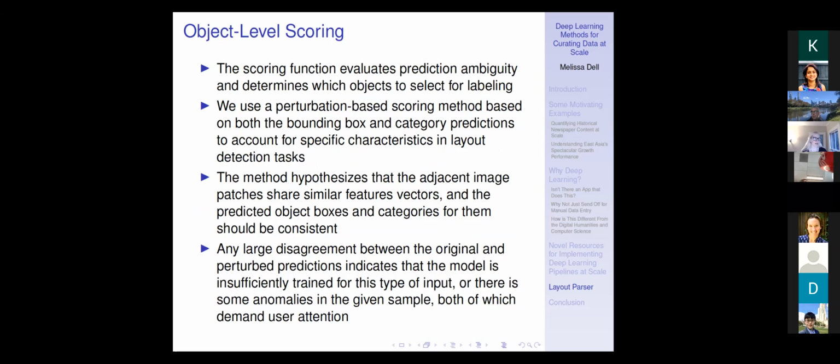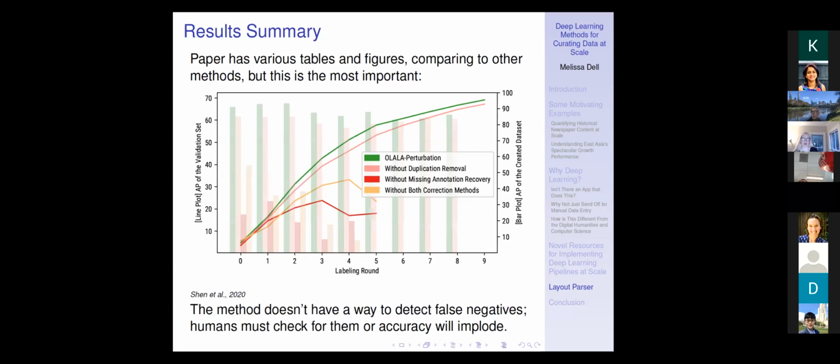So we hypothesize that if, when we perturb things a little bit, it leads to a very different set of predictions, then your model is probably unstable and you need more annotations for that particular type of object. And we have a paper where we do lots of simulations to show that this works pretty well under certain circumstances.